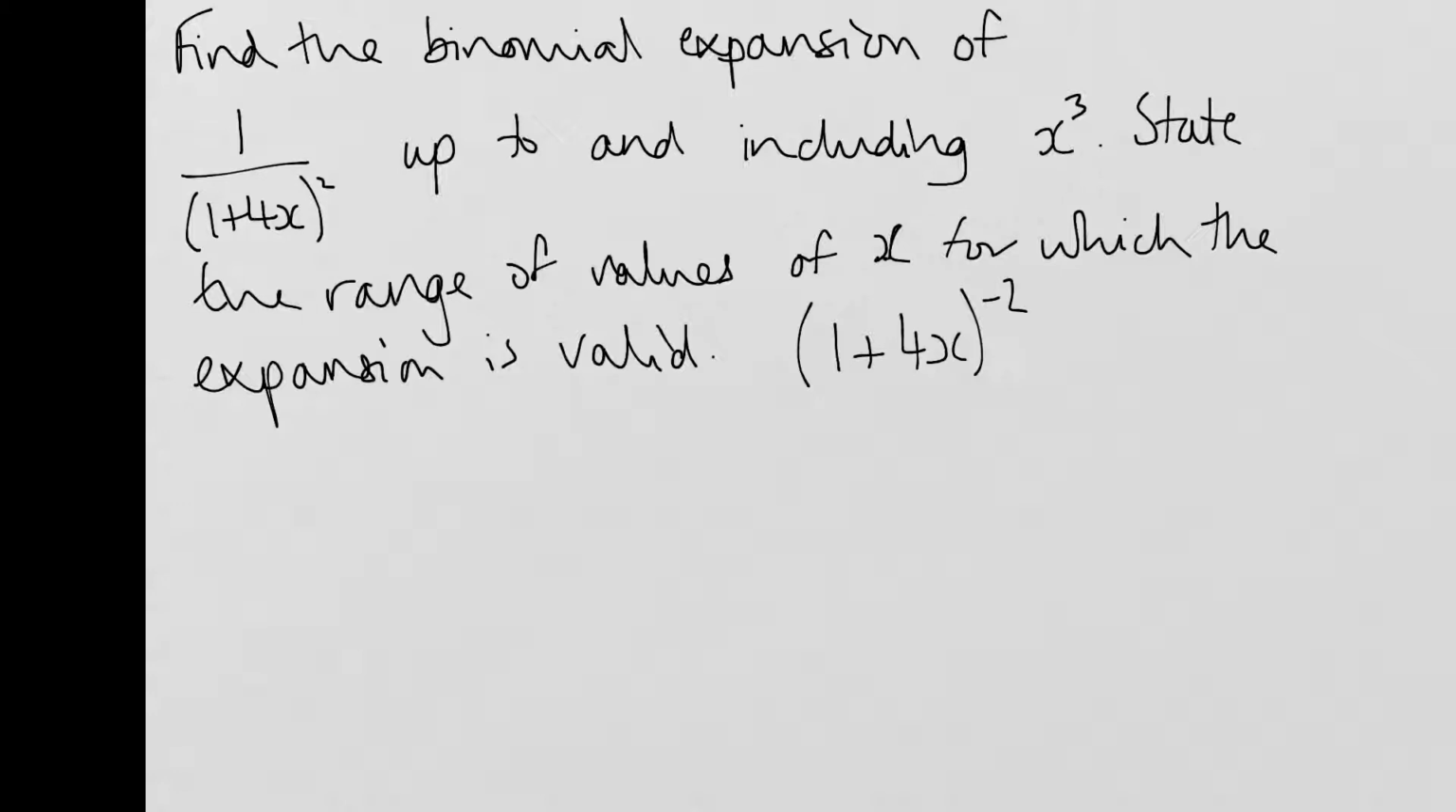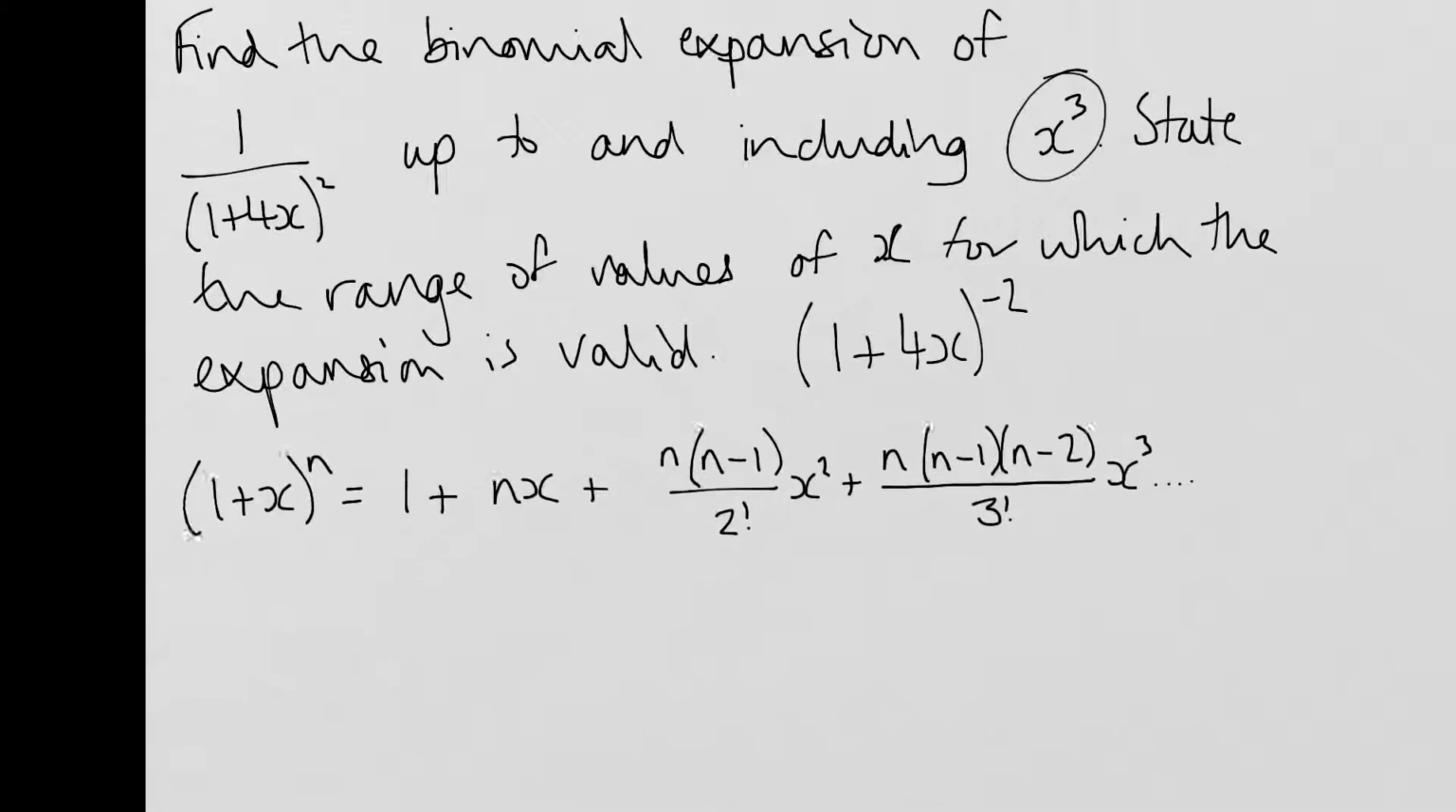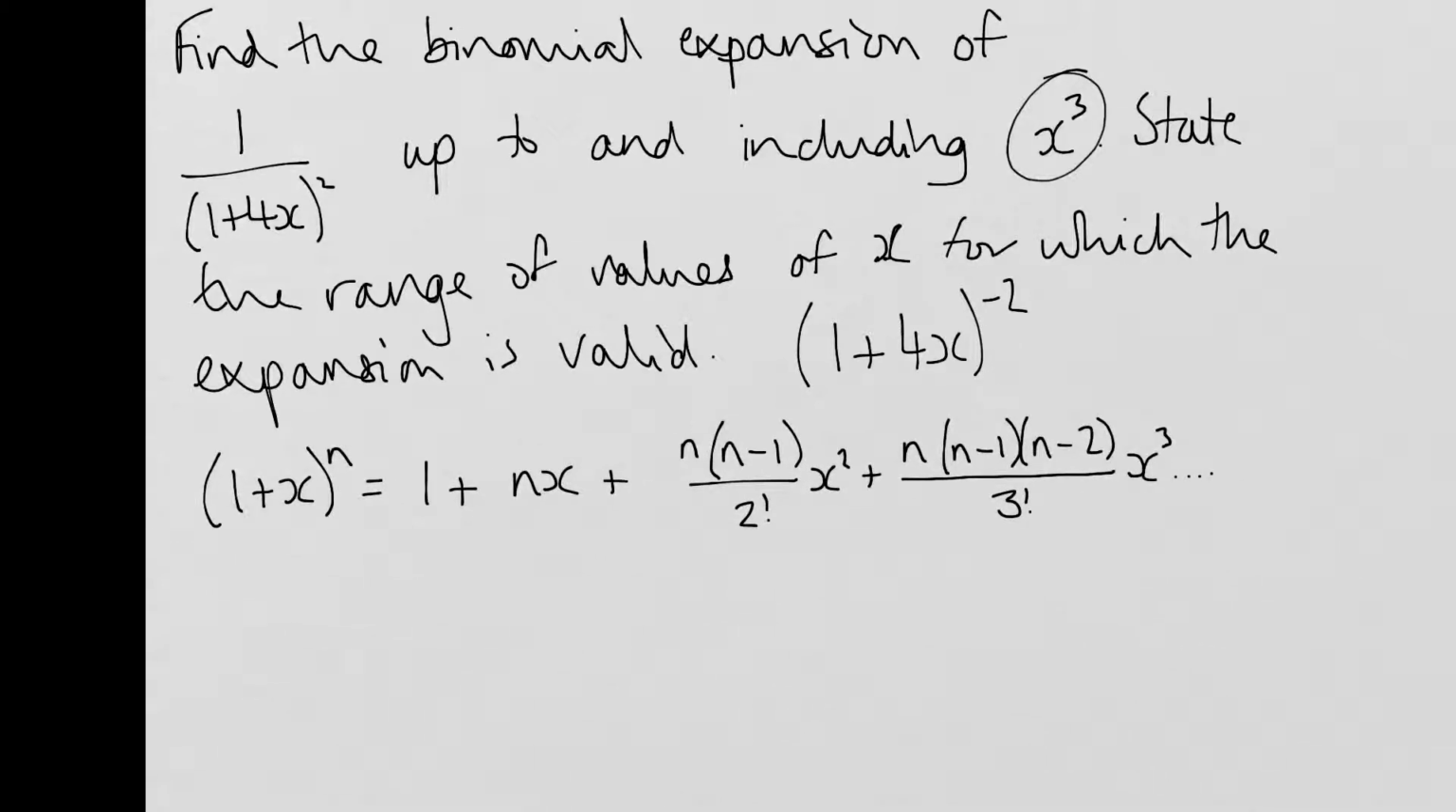So the first part of the question again: find the binomial expansion up to and including x cubed, and then it's asking us again to state the range of values of x for which the expansion is valid, but we'll deal with that later. So again, the first thing I'd expect you to do is put in your formula, write it out, make sure you've written it correctly, and then move on to start substituting those values.